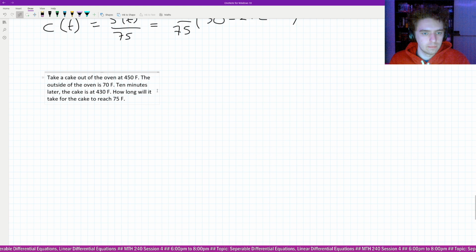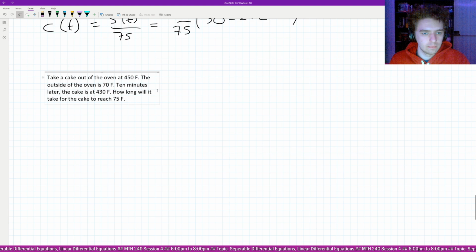So from here, T prime equals this. This is a separable differential equation. Our f of t is just K, and our g of big T is T minus 70. So this is going to integrate like this: the integral of 1 over T minus 70 dT equals the integral of K dt, but pay attention to which T's I'm using here. This is going to be ln absolute value of T minus 70 equals Kt plus C.